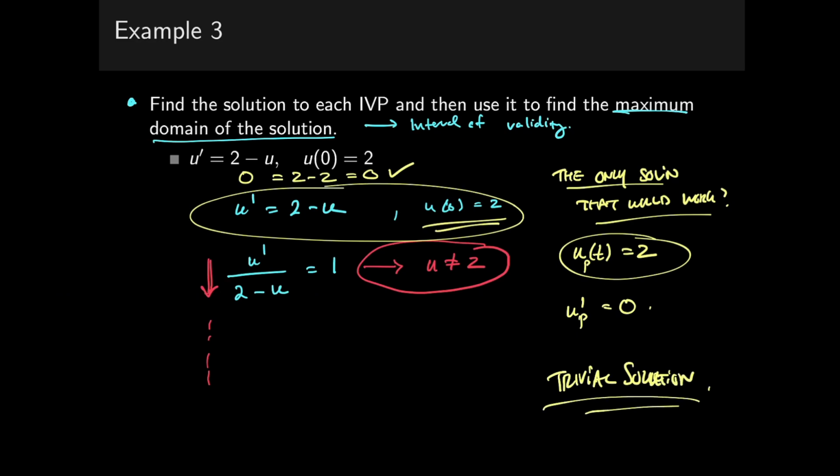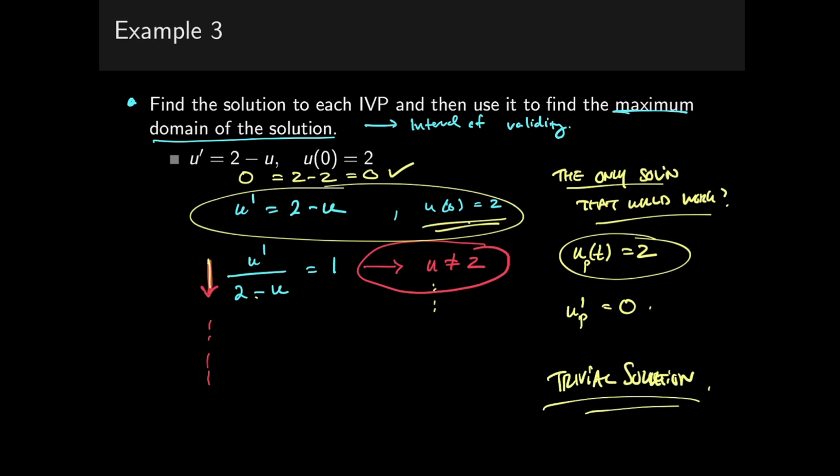And it's always available, and it's rarely what we care about, right? But we have to name it, that there is a solution that fulfills this, but we can't find it through this method of integrating factors or separable equations because of this implied restriction.